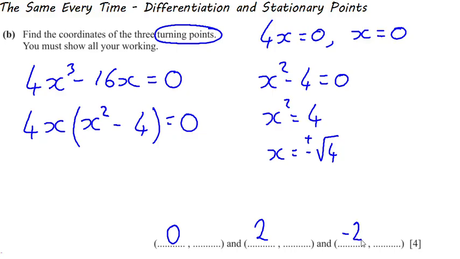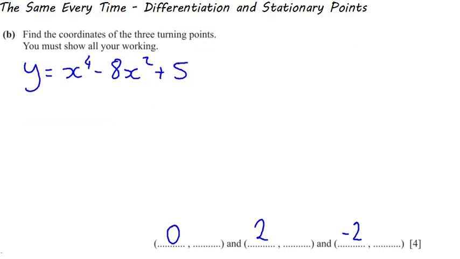I'll say it again. Remember, we were solving x squared equals 4, so that has 2 solutions. 2 squared is 4, 2 times 2. Negative 2 squared is 4, negative 2 times negative 2, which is positive 4. Now, in the question they're saying find the coordinates of the 3 turning points, so we are also going to need the y values.